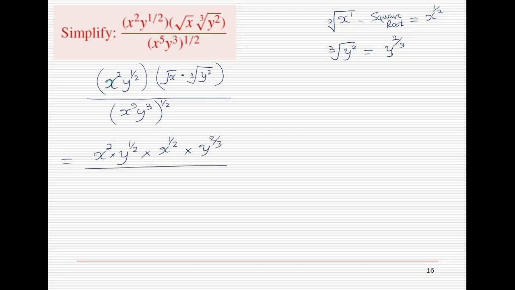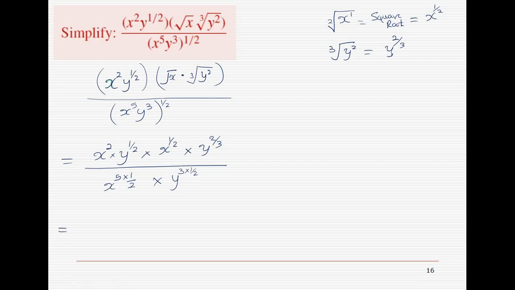The whole thing will be divided by x to the power 5 times half. Our third index law, taking the power of a power: the index outside is common for both. So x to the power 5 times half, into y to the power 3 times half. So first we'll simplify this.